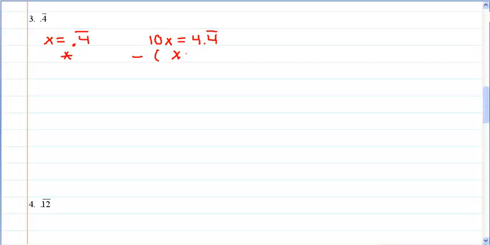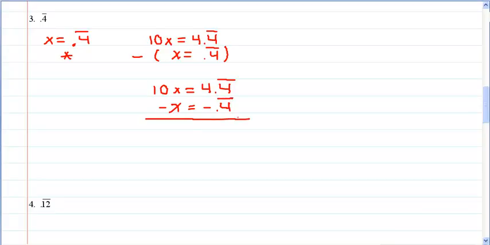I'm going to put this in parentheses, so that I have 10x equals 4.4 repeating, and then underneath I have minus x equals minus 0.4 repeating. My equations are lined up to where I can now add them together. 10x minus x is 9x, and the 0.4's cancel, and I'm just left with 4.